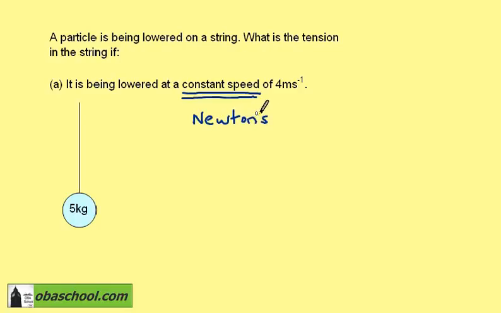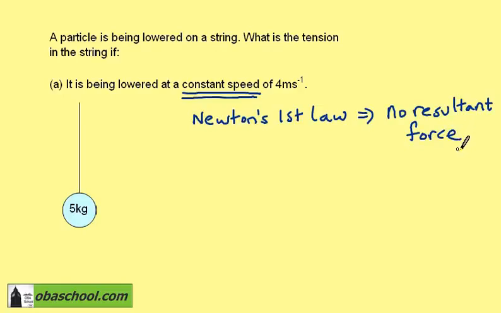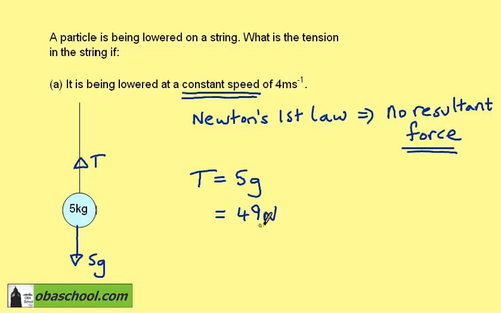Newton's first law tells us that if the speed is constant, then the forces must be in equilibrium. In other words, there is no resultant force acting on this particle. The forces acting on the particle are its weight, 5 times gravity, and the tension in the string. And we know here that they must be equal, so T is equal to 5g, and taking g equal to 9.8, this gives us 49 newtons.